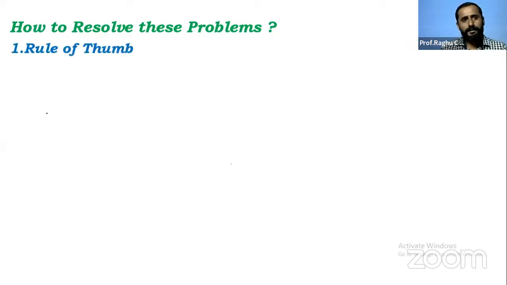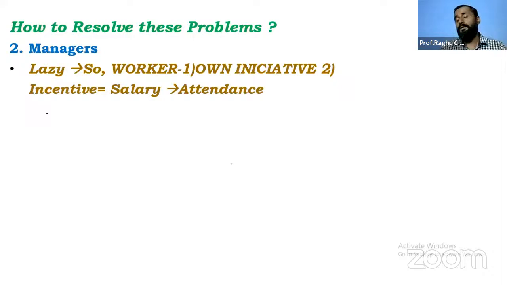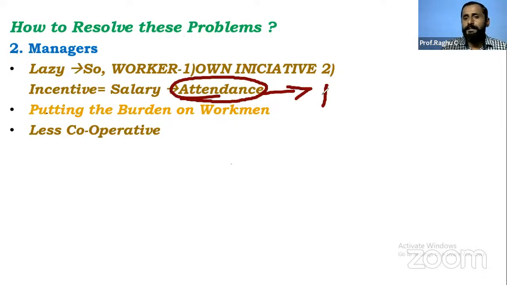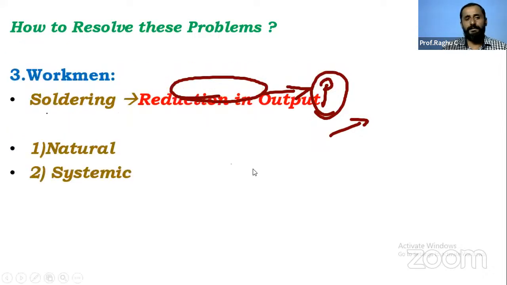So how to resolve these things? How to resolve the rule of thumb? You have to have scientific management. Previously, they were just paid for attendance. So that should be removed. In this place, the piece rate system should be applied. If one has worked more, he should be given more. And the burden should be equally shared between the workers and the managers. Soldiering should be removed.